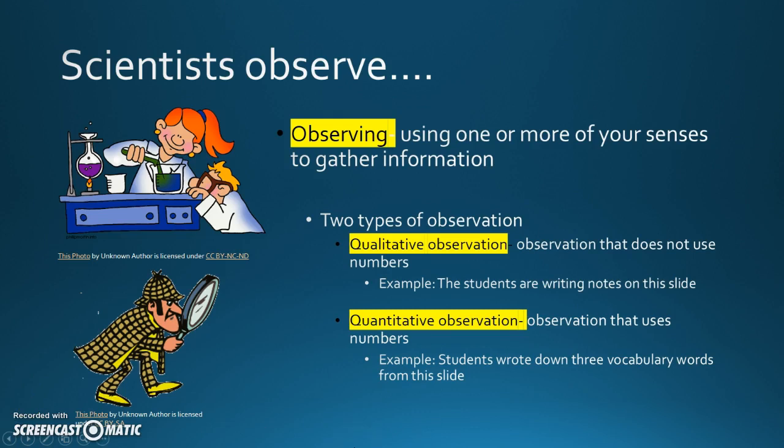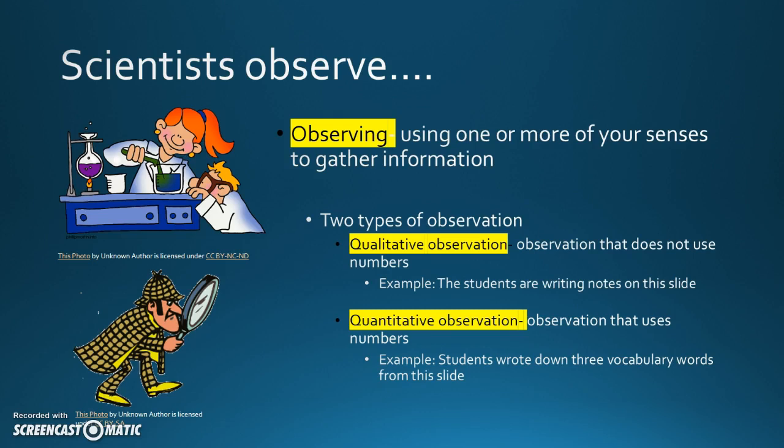There are 2 basic types of observation. The first one is a qualitative observation, which is an observation that does not use numbers. For example, I can observe that you are probably writing notes on this slide. The second type is a quantitative observation. That's an observation that uses numbers.